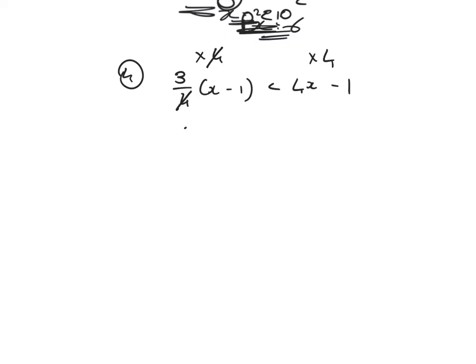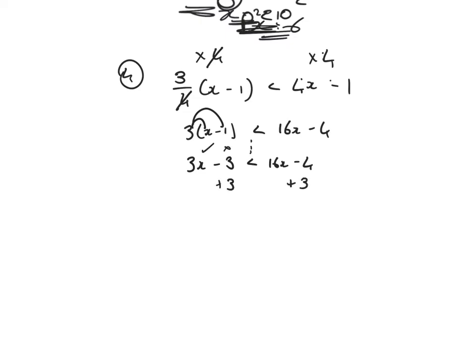So that will give me 3 bracket x minus 1 is less than, well, 4 times 4x is 16x, and 4 times minus 1 is minus 4. And they're going to open this up. 3x minus 3 is less than 16x minus 4. Okay, let's do letters to the left, numbers to the right, inequalities in the middle. 3x is okay, but minus 3 is not, so I'm going to add 3 to both sides.